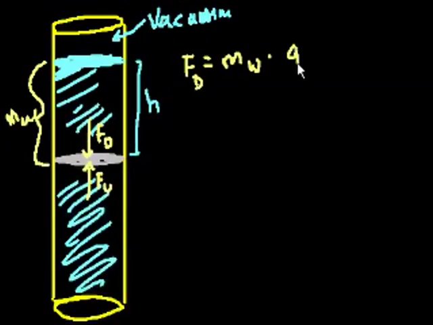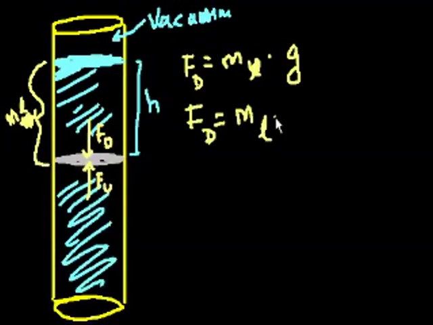The mass of this water times the gravitational constant. Oh, and actually, I shouldn't say water, because I said this is going to be some random liquid. Let me change this. The mass of the liquid. So the force down is going to be equal to the mass of the liquid times gravity. And what is that mass of the liquid?